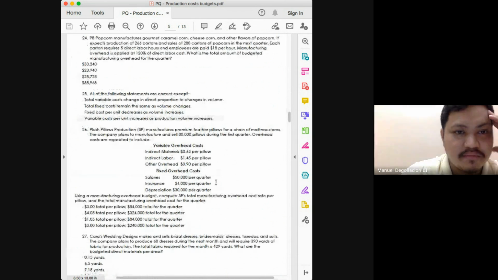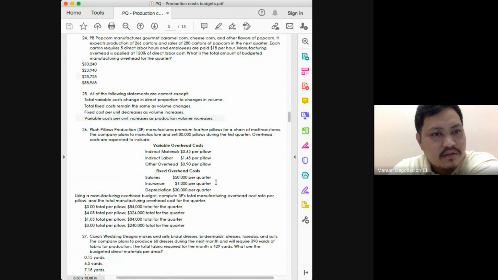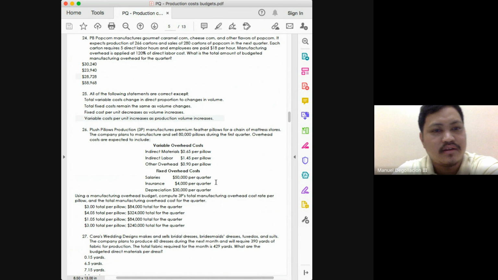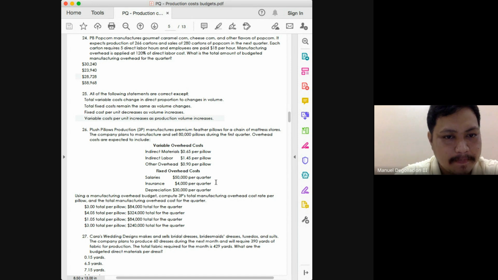25. All of the following statements are correct except, we're looking for the false statement. Total variable cost changes in direct proportion to changes in volume. The total, yes, that's correct. Total fixed costs remain the same as volume changes. That's correct. Fixed cost per unit decreases as volume increases. Per unit will go down as volume goes up. That's correct. Variable cost per unit increases as production volume increases. That's incorrect. Variable cost per unit will remain the same.